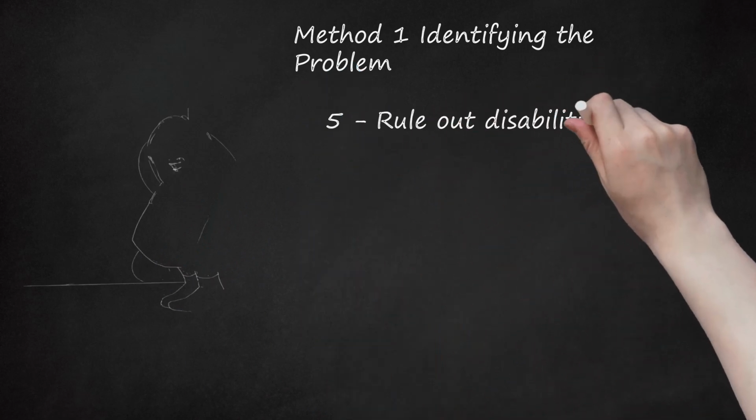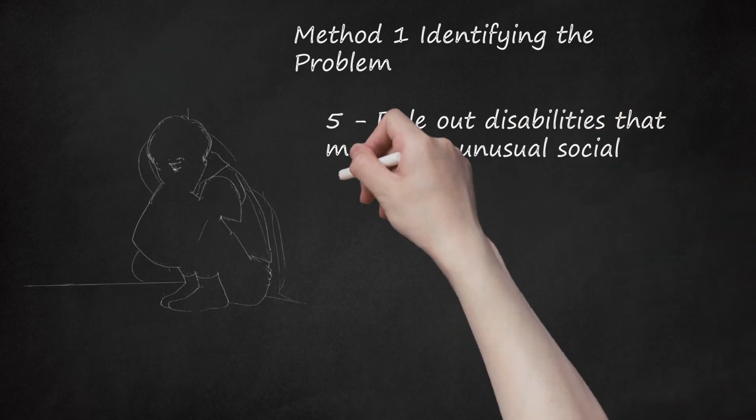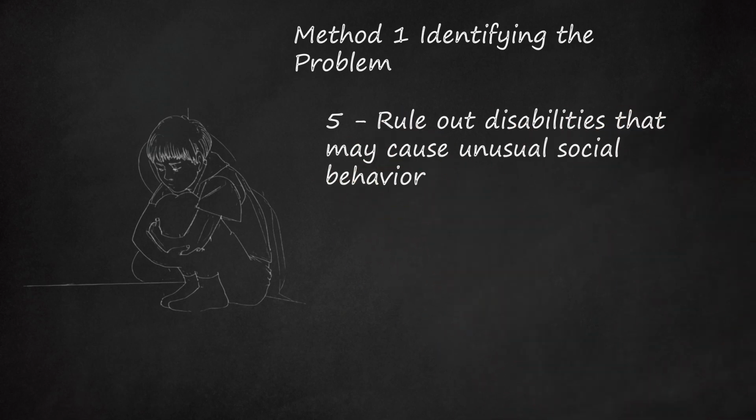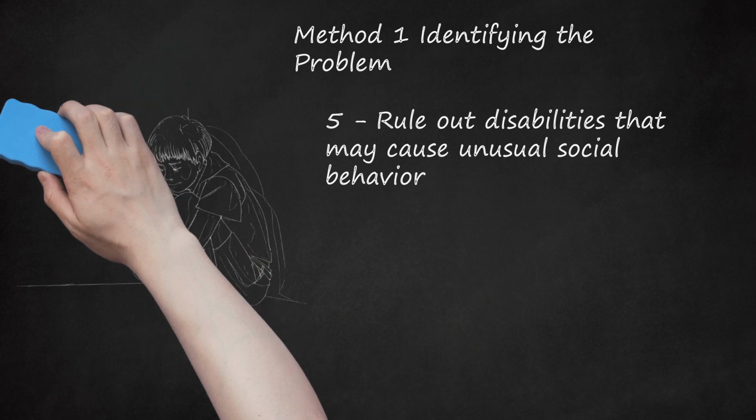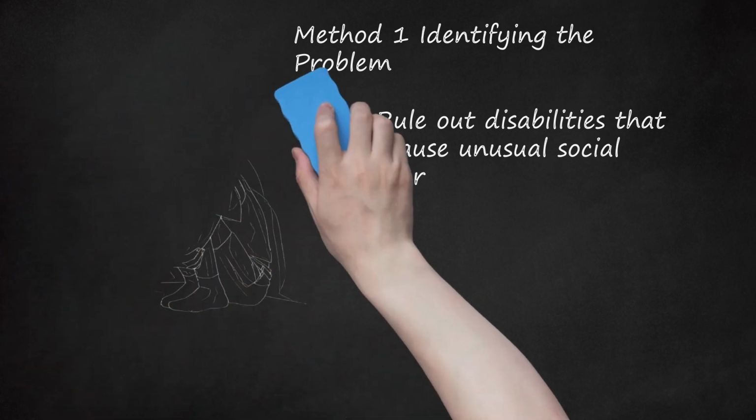5. Rule out disabilities that may cause unusual social behavior. Sometimes, an inability to express oneself or identify emotional cues is mistaken for bullying. It is important to recognize when your child has an emotional disability that might impact their social relations. If you have trouble doing so, or suspect an emotional or developmental disability, consult a child psychiatrist for a professional diagnosis. For example, a child who struggles to read faces and social cues might not realize when they accidentally upset another child.